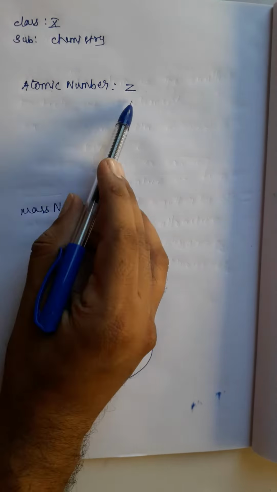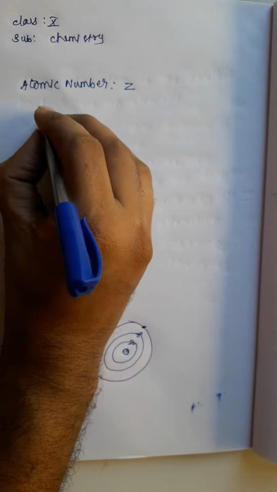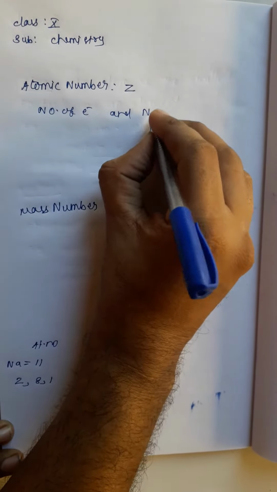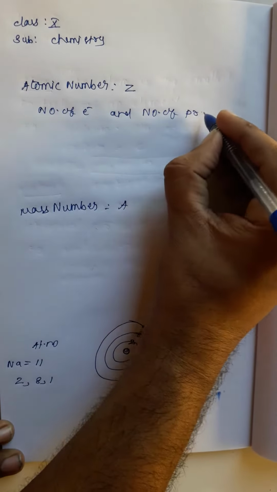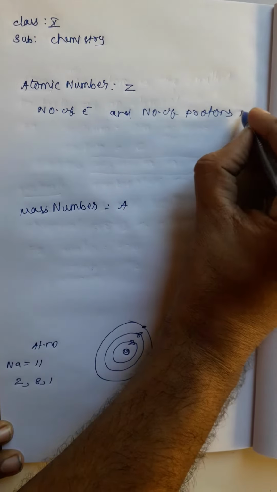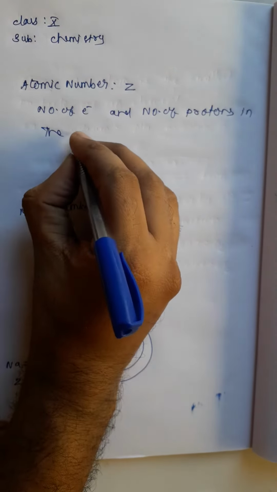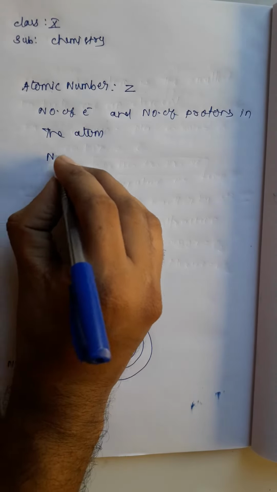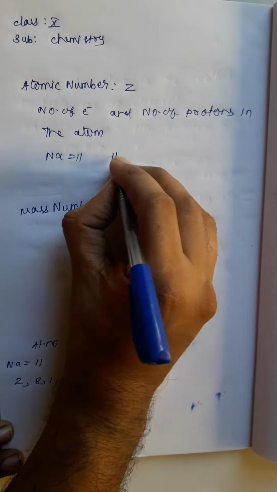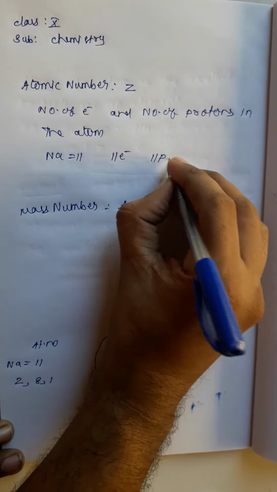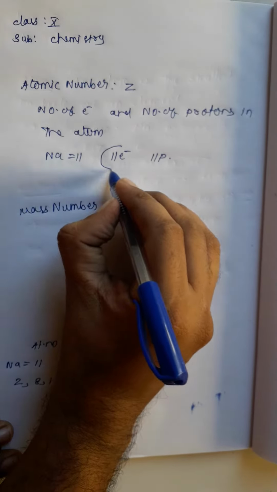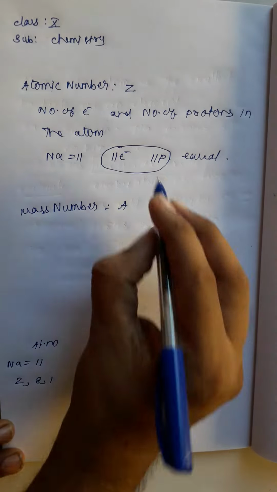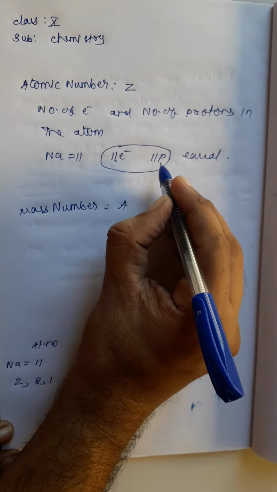So what is meant by atomic number? The number of electrons and number of protons in the atom is called the atomic number. For example, if we take sodium, atomic number 11, it contains 11 electrons and 11 protons. Always remember that protons and electrons are always equal. If you have 11 electrons, you must contain only 11 protons.